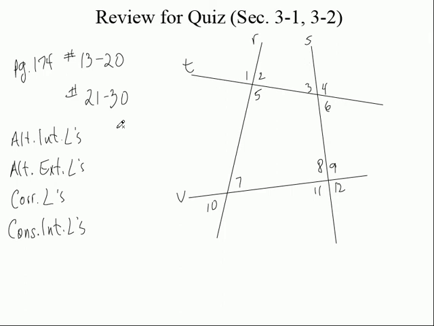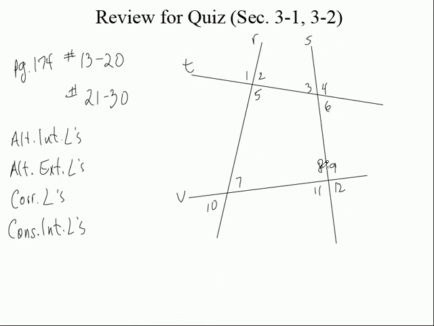So, let's look at 6 and 8. Name the 2 lines and name the transversal that make up 6 and 8. What are the 2 lines? T and V are the 2 lines. Do you see that? Because T helps form angle 6, and V helps form angle 8. What's the transversal that hits both of them? S is the transversal. So I've got these 2 lines, and this is my transversal.